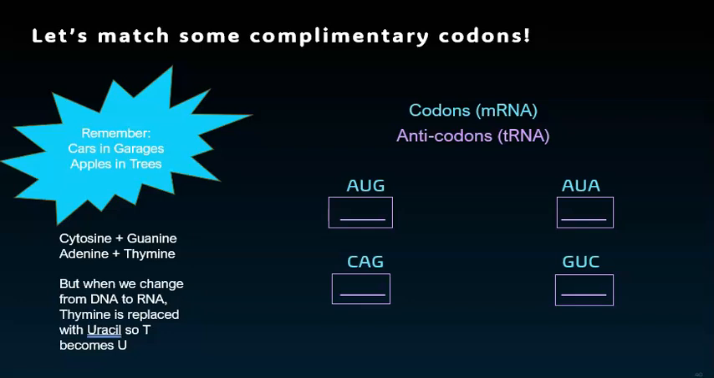Now let's match some complementary codons. So remember that trick, cars and garages, apples and trees. That means cytosine is going to bind with guanine and adenine is going to bind with thymine. But when we change from DNA to RNA, our thymine is replaced with uracil. So that's okay. That just means that anything that would have been T, we are replacing with U.